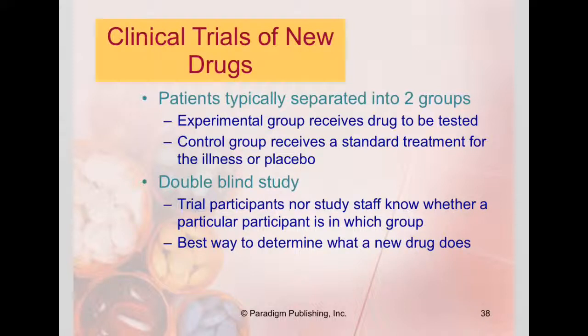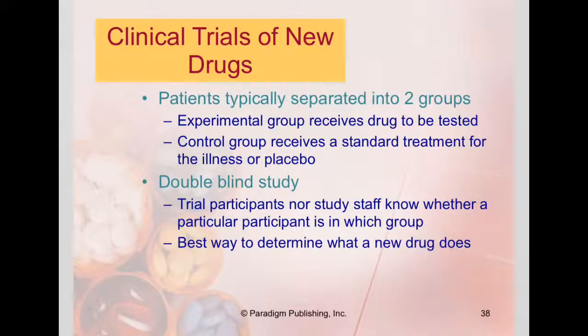After that, it goes into the clinical trials. They separate the patients into two groups. One is the experimental group and one is the control group. The experimental group receives the drug and the control group receives the standard treatment for the illness or a placebo.